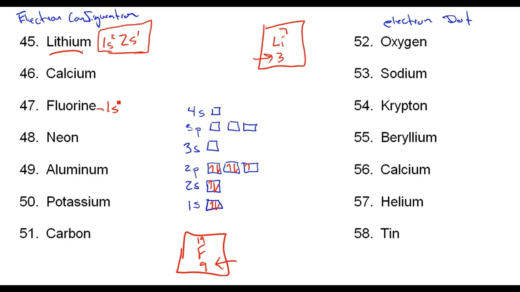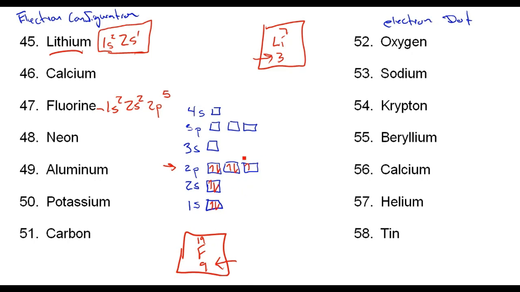Now I'm ready to record what I see. I see 1s and there's 2. I see 2s and there's 2. Alright, 1s2, 2s2, then up here I see in the 2p, I have 5. So that would be fluorine. Alright, so that's not too bad.